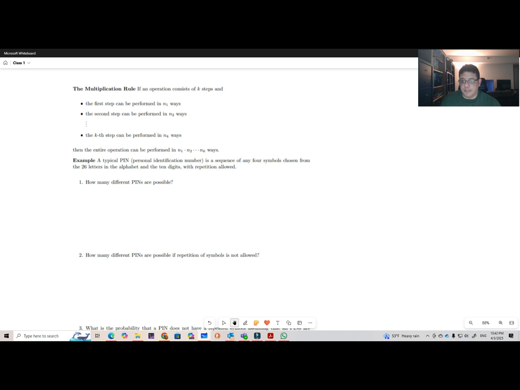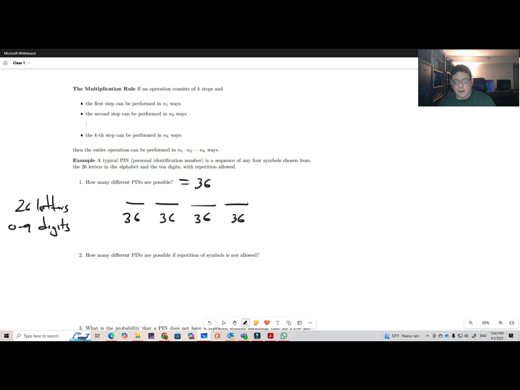A quick example of this is a PIN. Let's say a typical PIN or identification number is any 4 symbols that we can choose. For example, here I get to pick 1, 2, 3, 4 for my key. We're picking from the 26 letters of the alphabet plus the 10 digits, 0 to 9. So this is a total of 36. Because we can repeat, we have 36 options for each of these positions, and the number of possible PINs is 36 to the 4.